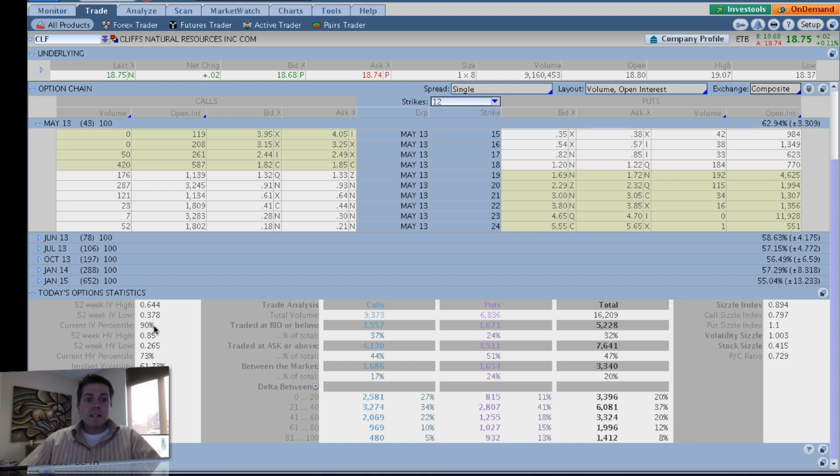Current IV percentile is 90%. Remember I said the higher the better. This is almost as high as it gets here. So this is a really opportunistic time to consider selling naked puts in CLF.